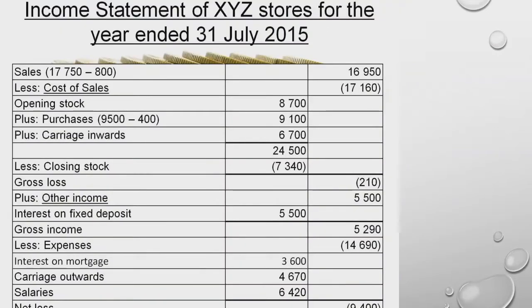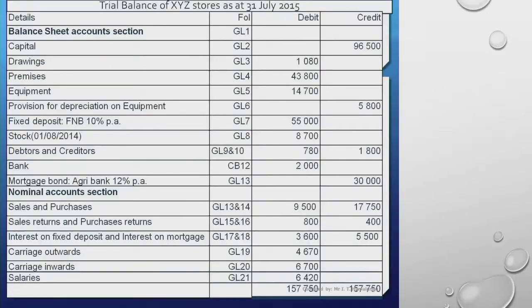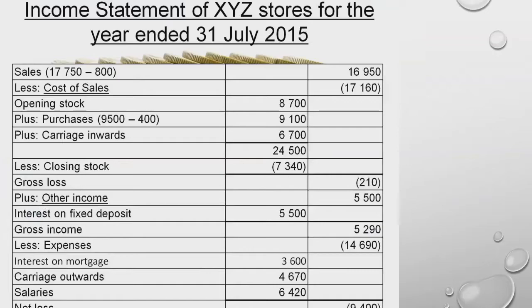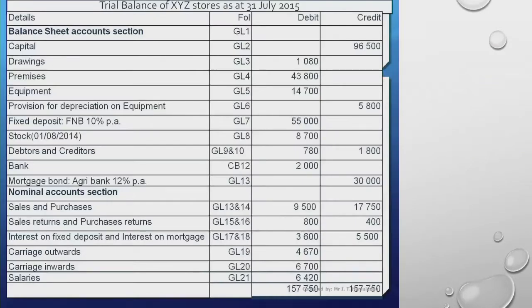The income statement. Sales. Let me go back. How much is the sales? 17,750. This is what you get here. Minus 800. Where did that 800 come from? 800 is a sales return. Although you have sold so many goods to customers, there were some that were returned to you, so you need to subtract them from the sales.